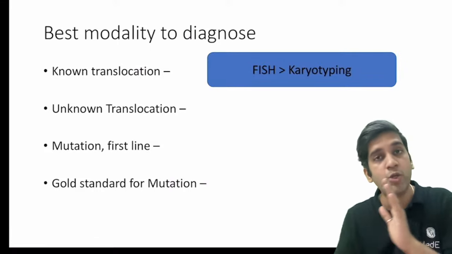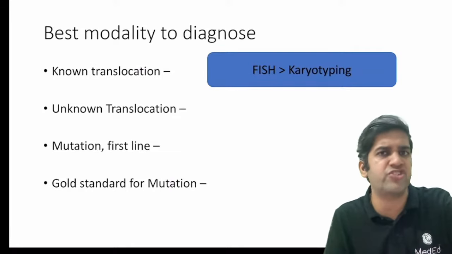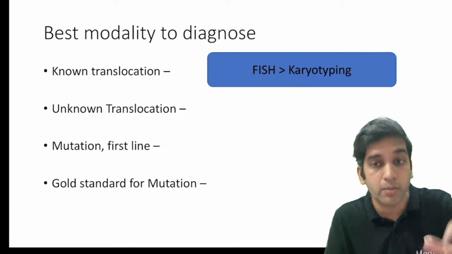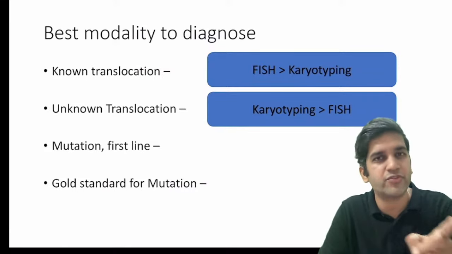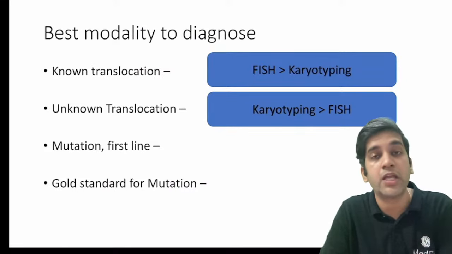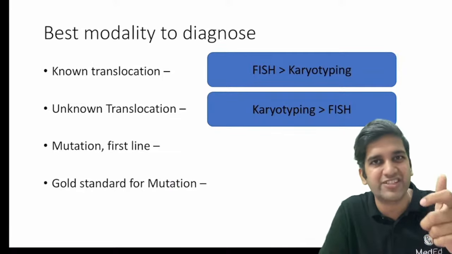Okay. When you have an unknown translocation, like in first trimester abortion, I don't know what's the problem, but I know it's a genetic cause. What do you do? Perfect, you do karyotyping. For an abortus, you do a karyotyping, because for an unknown test, it's a sensitive test, right? Mutation, what's the first line? I have a point mutation. What's the first line of investigation?